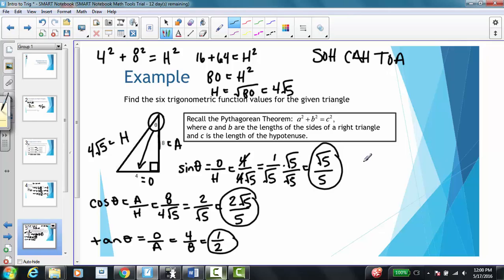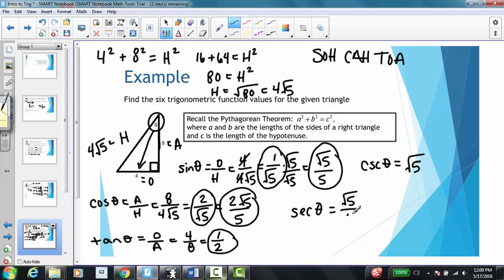All right, next we need to find cosecant theta. Cosecant theta is the reciprocal to sine theta. So I can take what it originally equaled right there, 1/√5, and take the reciprocal of that, and I get √5. We need to find secant theta. Secant theta is the reciprocal to cosine theta. So again, I'm going to take this piece right here and get √5/2. Then last but not least, cotan theta is going to equal the reciprocal of tan theta, which gives me 2.